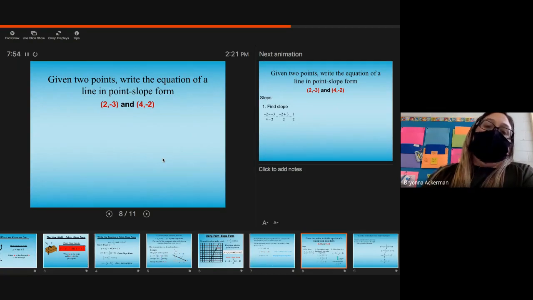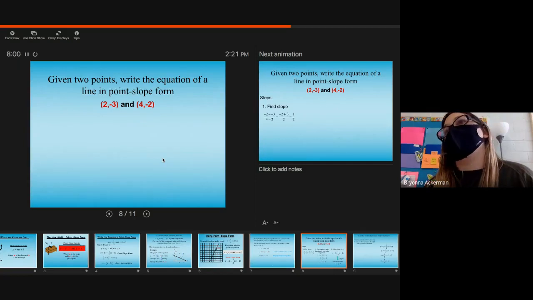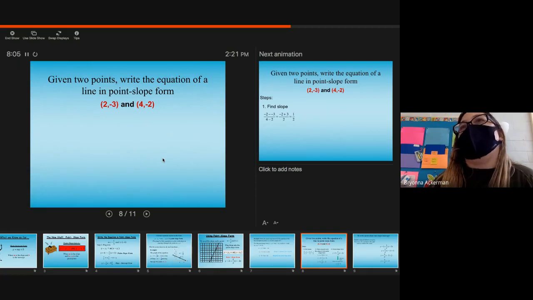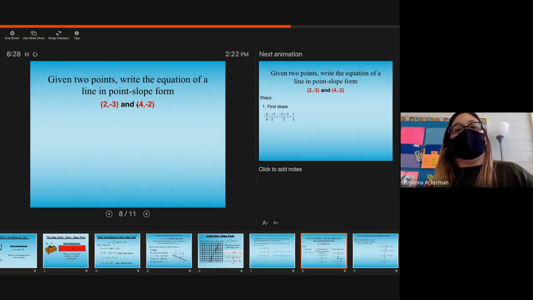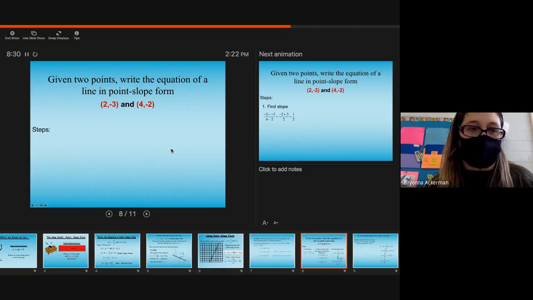Okay? Now, how do I know which one's x1 and x2? Or does it matter? Yeah, the answer is kinda. If I start with the second point as x1, then that has to be y1, right? But if I want to say the first one is x1, then the first one has to be y1. So it kind of matters. As long as you keep the same order, it doesn't matter which one you start with. I started with the second one.